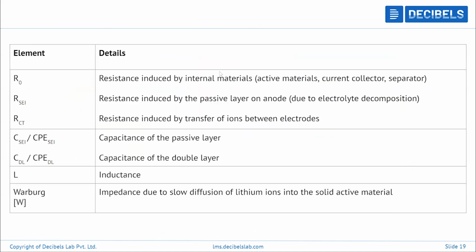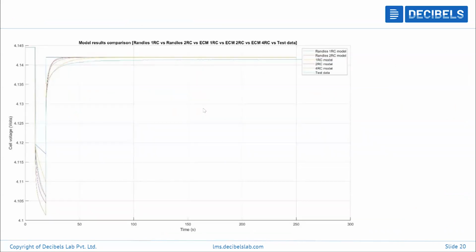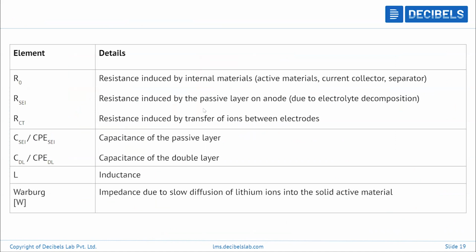So these are some metals data. Okay, I'll just pass through. Here, R naught, whatever we are seeing, is the resistance induced by internal materials, that is your active materials and the current collector. This ACIR is the resistance induced by the passive layer on the anode due to the electrolyte decomposition.